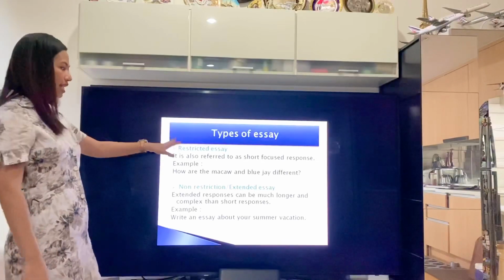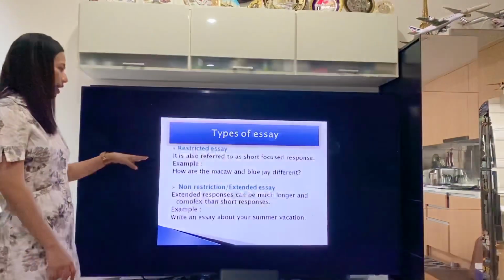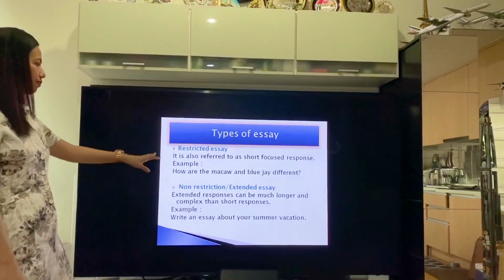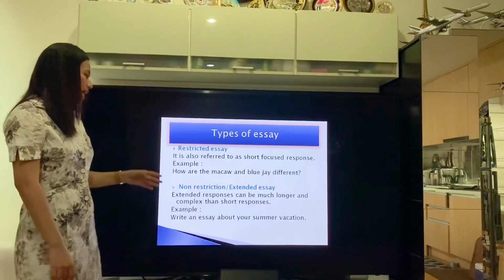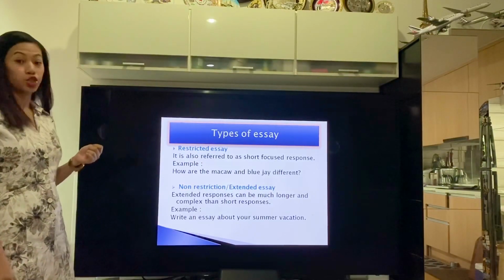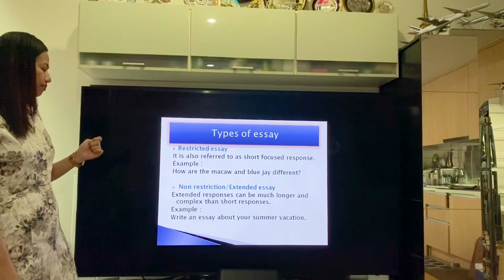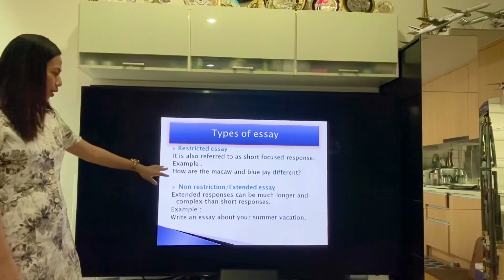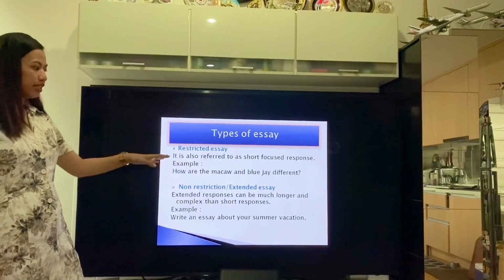So, types of essay. We have two types of essay. The first one is restricted essay. It is also referred to as a short, focused response. Example: how are the macaw and blue jay different?